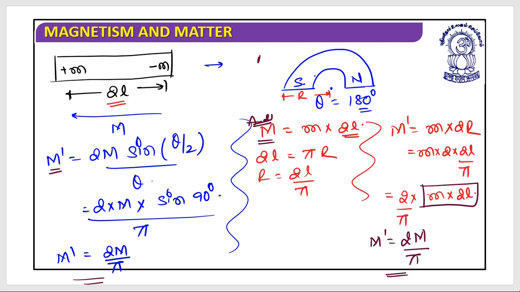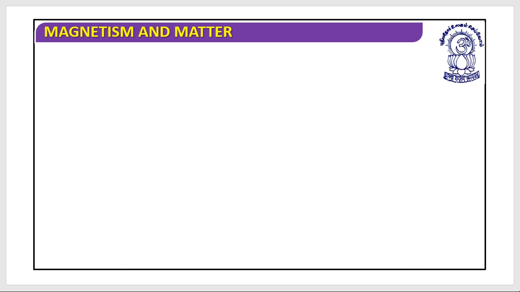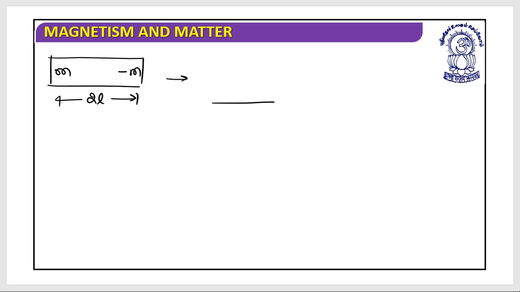I hope this is clear. Is it clear? Any doubts, any issue over this? No? Okay, great. Let's have one more question based on this. We have a bar magnet something like this. It's plus m, this is minus m, this length is 12, and let's suppose I have converted this magnet to this.